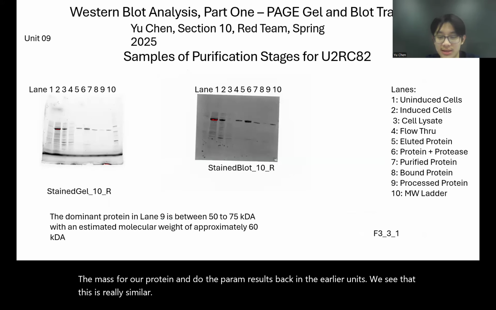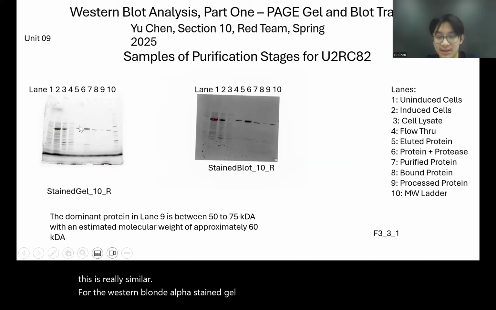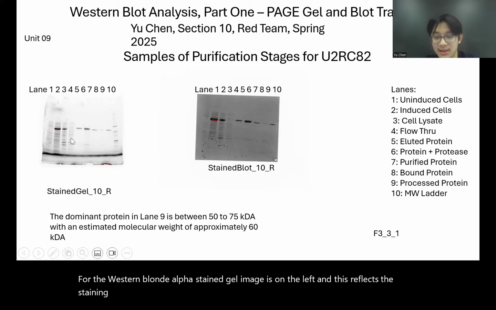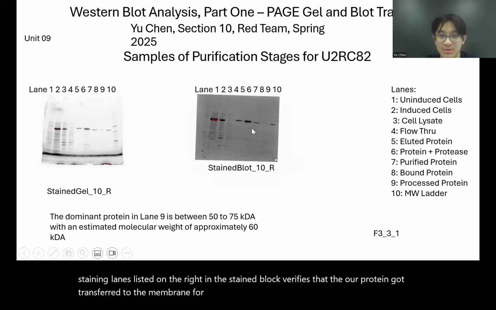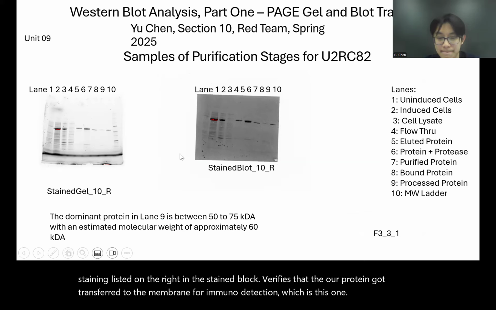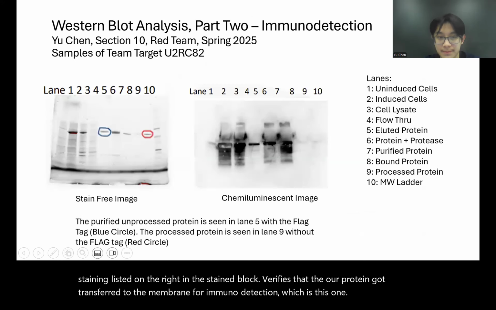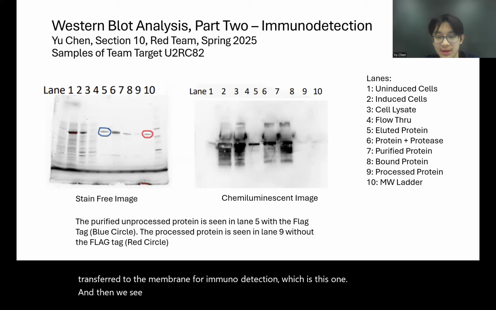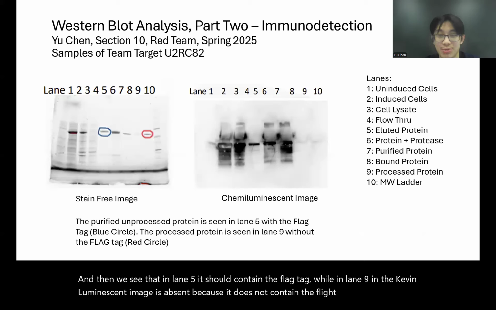For the Western blot analysis, the stain gel image is on the left, and this reflects the staining lanes listed on the right, and the stain blot verified that our protein got transferred to the membrane for immunodetection, which is this one. And then we see that lane 5 should contain the flag tag, while lane 9, in the chemiluminescent image, is absent because it does not contain the flag tag. So basically it means that there's no processing tag.